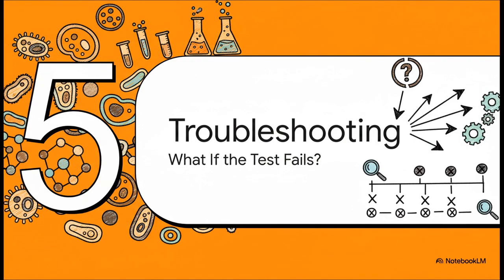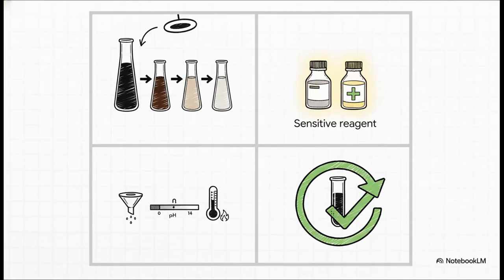But what happens if it fails? What if your result for solution B is way outside that 0.5 to 2 lambda range? Well, that's when you roll up your sleeves and you get into troubleshooting. So what can you do? As you can see here, you've got a few tools in your toolbox.